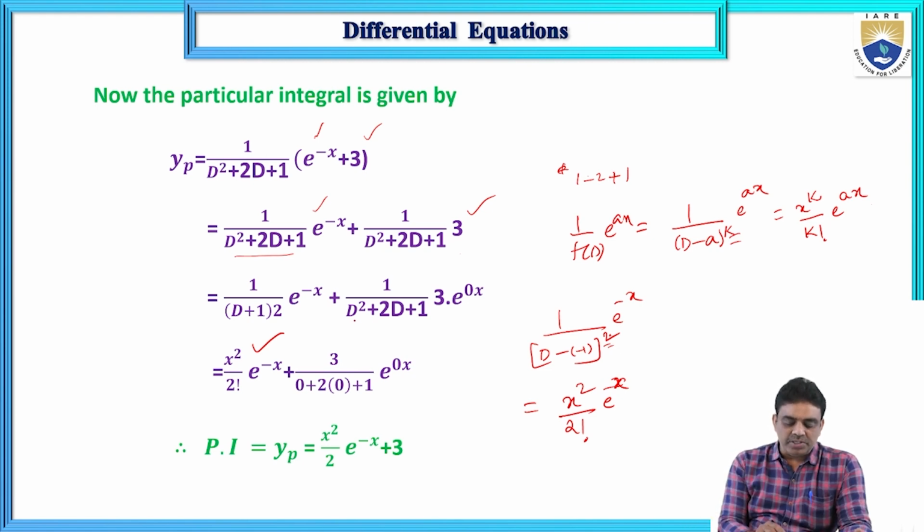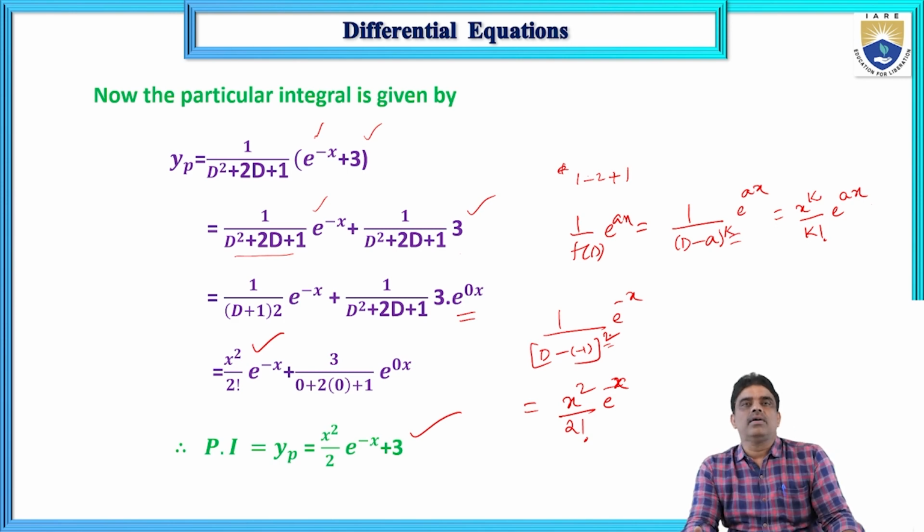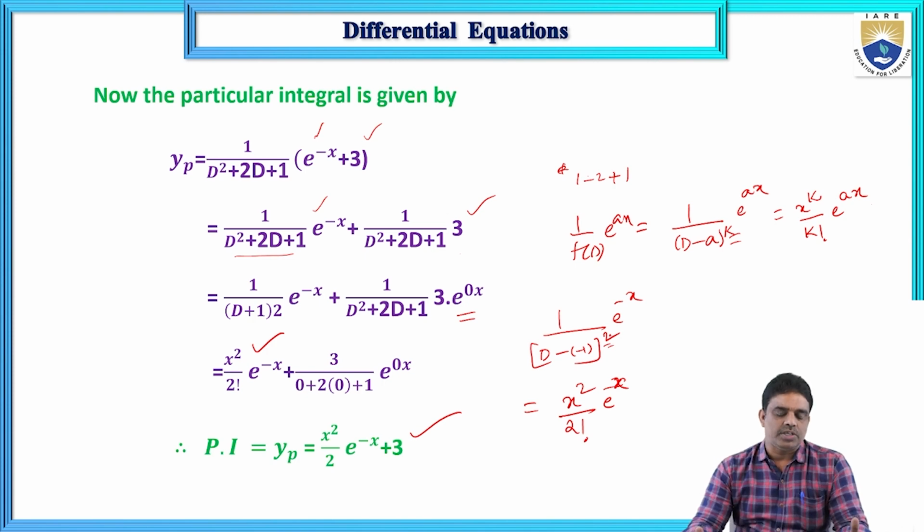So on replacing d for 0, here the function is e power 0x. On replacing d for 0, it is 1 by 0 plus 0 plus 1. So it is not equal to 0. The denominator is not equal to 0, which means the value will be 3 by 1, that is equal to 3. So the particular integral will be x square by 2 factorial, that is 2 into 1, which is 2, e power minus x as it is, plus 3 by 1 into e power 0x, again 1, that is 3. So this is the particular integral of the given differential equation of the form f of d into y is equal to e power ax notation.